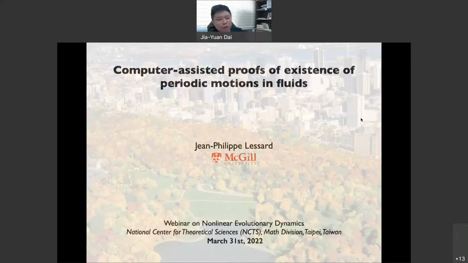Today is our great pleasure to have Professor Jean-Philippe Lessard from McGill University to give a talk. He will share his research on computer-assisted proof on existence of many complex invariant sets, including periodic solutions. And today he will focus on the Navier-Stokes equation, which is very popular in Taiwan and also maybe all over the world. So we are all very curious about his research. Let's welcome him. Thank you very much.